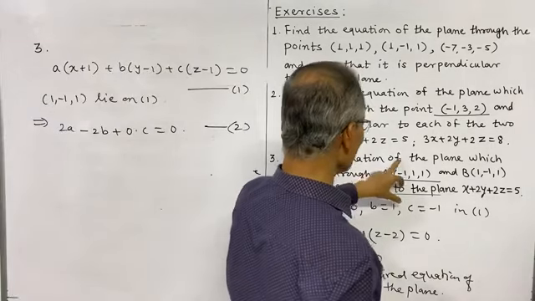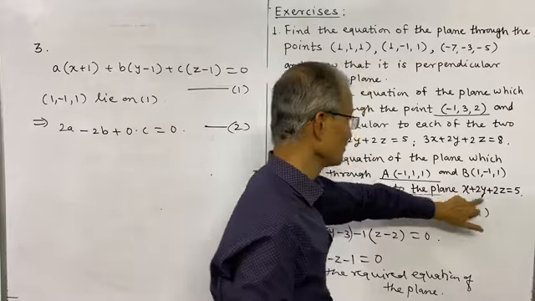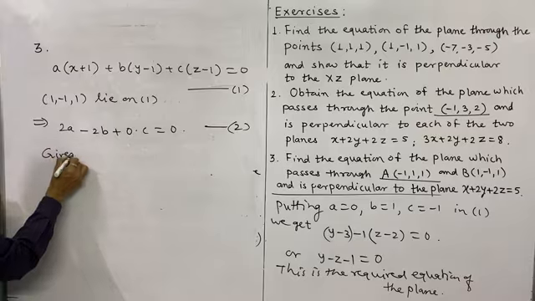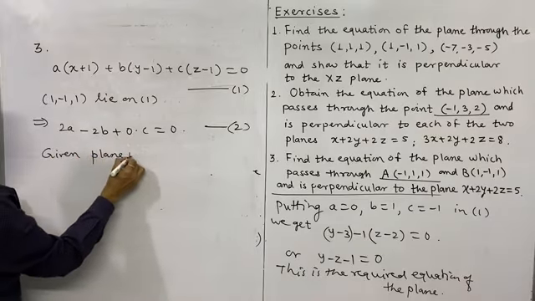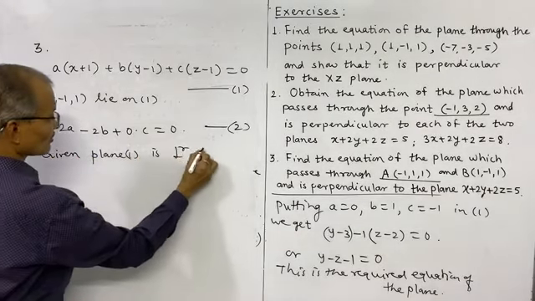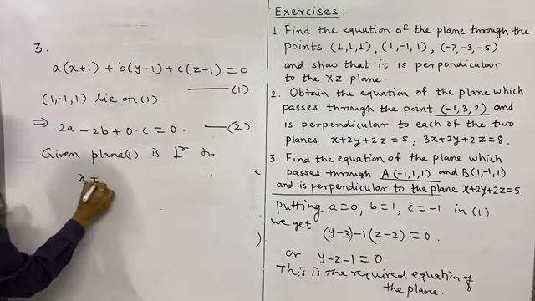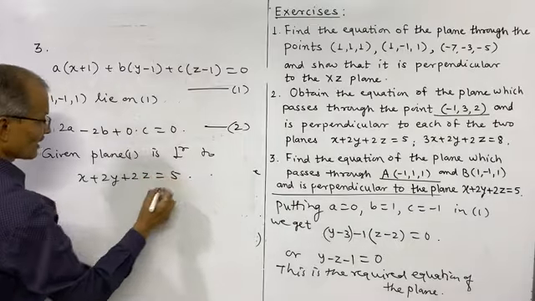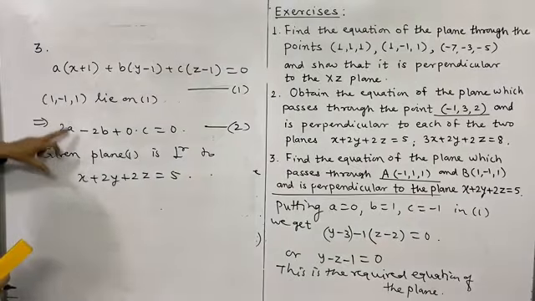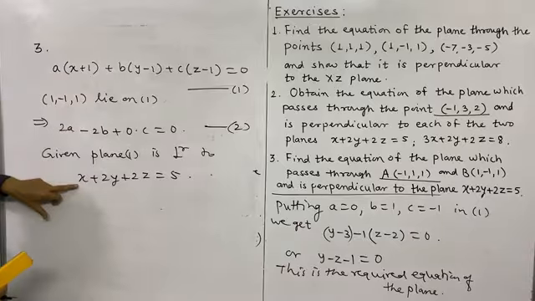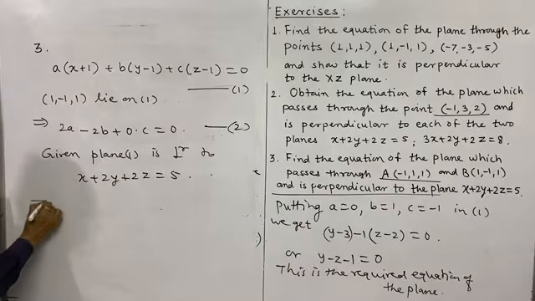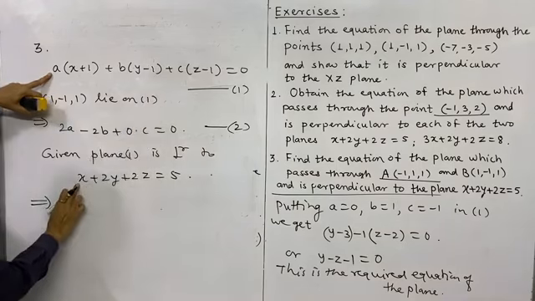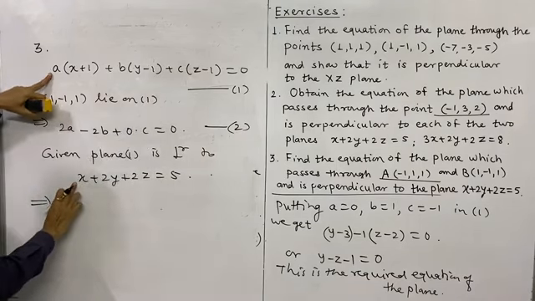And the required plane is perpendicular to the given plane. Also, the third is given that plane 1 is perpendicular to which plane? x plus 2y plus 2z is equal to 5. And therefore use the perpendicular condition between this plane and this one. So this implies the DRs of this plane are a, b, c and the DRs of the normal to this plane are 1, 2, 2.